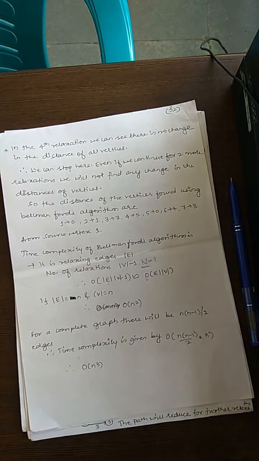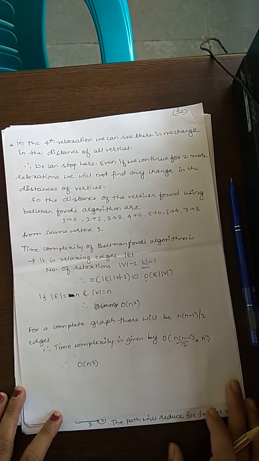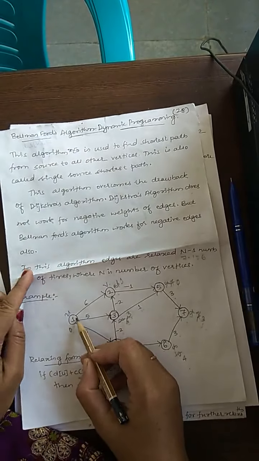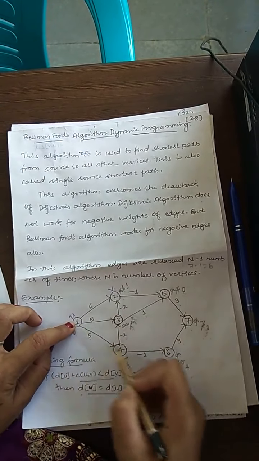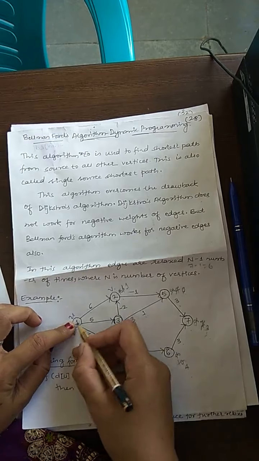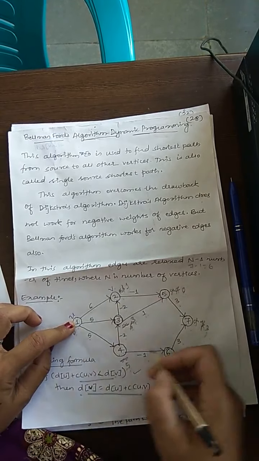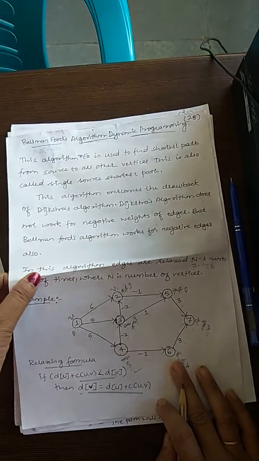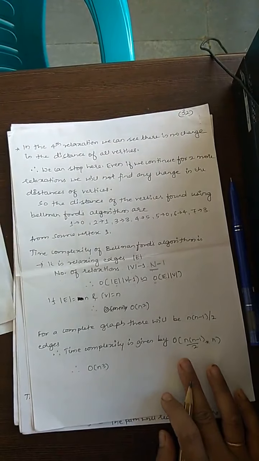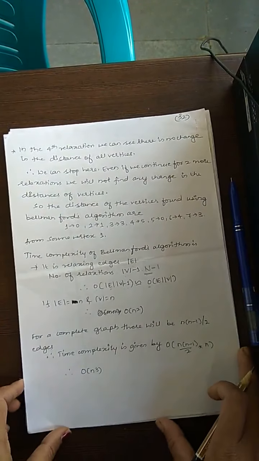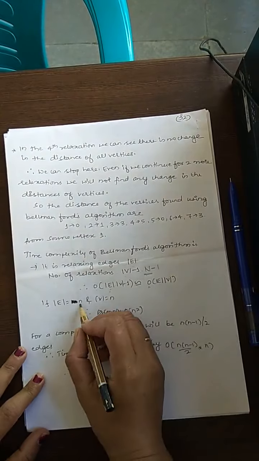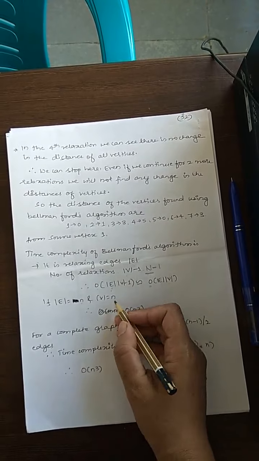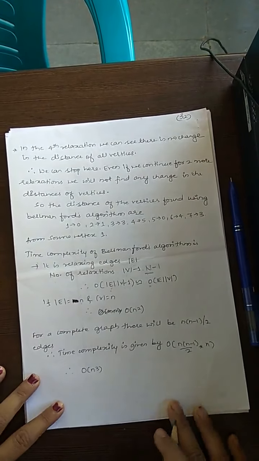Suppose we are having a complete graph. What do you mean by a complete graph? Complete graph means there is an edge from a vertex to all other vertices. 1 is connected to all others, 2 is connected to all others, 3 is connected to all others. That is called a complete graph, which has edges from itself to all other vertices. In those cases, the total number of vertices will be considered as n.